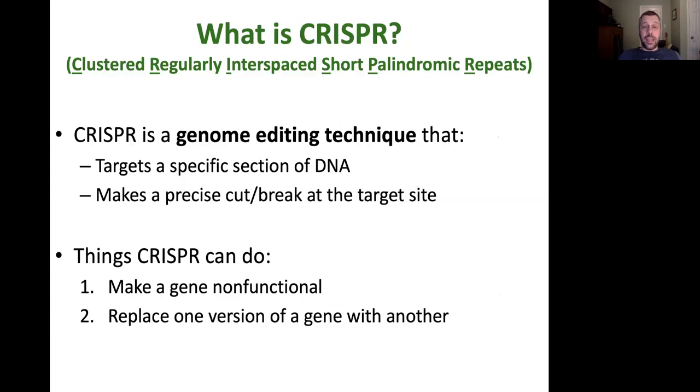CRISPR stands for Clustered Regularly Interspaced Short Palindromic Repeats, which is a bit of a mouthful. But all you really need to know about it is that it's a genome editing technique that targets a specific piece of DNA in your genome and allows us to cut the DNA at that place. We can make a gene non-functional. We can knock a gene out using CRISPR. We can change DNA sequence using CRISPR to replace one allele of a gene with another allele of that gene. It's a very, very powerful technique.